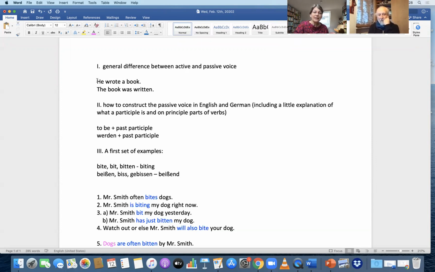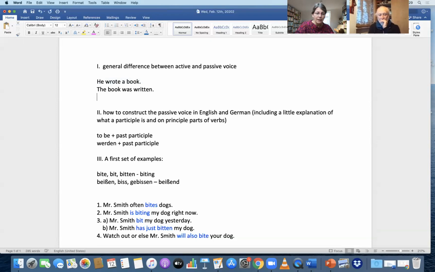So in this sentence, for instance, he wrote a book, he is the subject, and he's the doer of the deed. He wrote the book, and the book is the object. Now, let's also take this sentence, for instance. Mr. Smith bit my dog yesterday. So Mr. Smith was the doer of the deed, and he bit my dog.